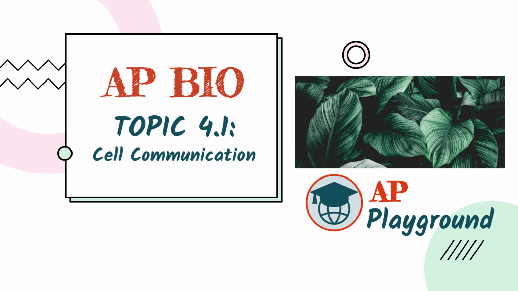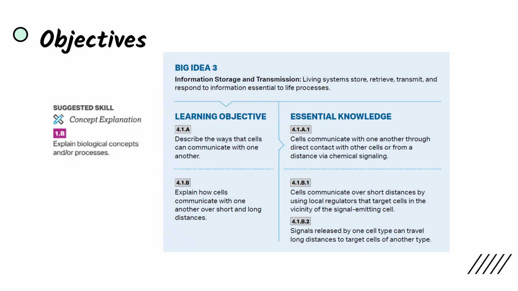Today we're covering topic 4.1, cell communication. Today we're describing the ways that cells can communicate with one another, both through close and long distance, and we'll look at all the types of ways that this happens. And the suggested skill is Concept Explanation 1B, explain biological concepts and/or processes.